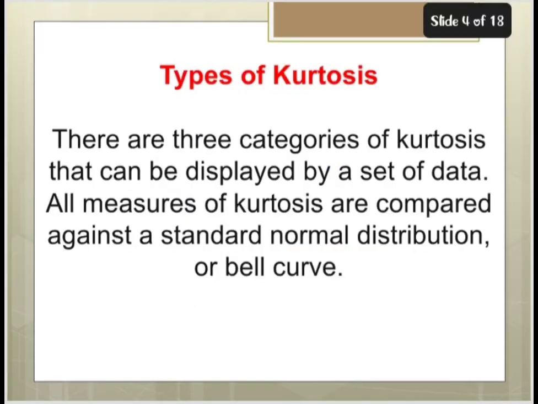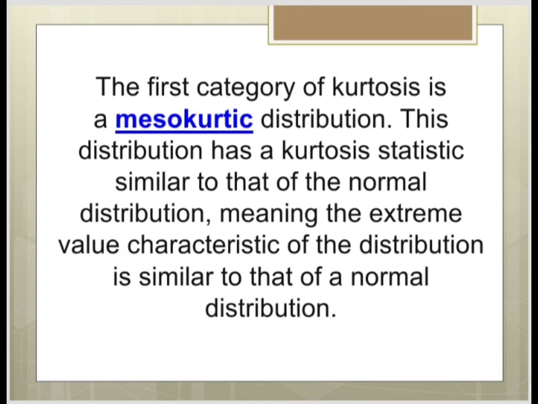These are the types of kurtosis. There are three categories of kurtosis that can be displayed by a set of data. All measures of kurtosis are compared against a standard normal distribution, or bell curve. The first category of kurtosis is the mesokurtic distribution. This distribution has a kurtosis statistic similar to that of the normal distribution, meaning the extreme value characteristics of the distribution are similar to the normal distribution.